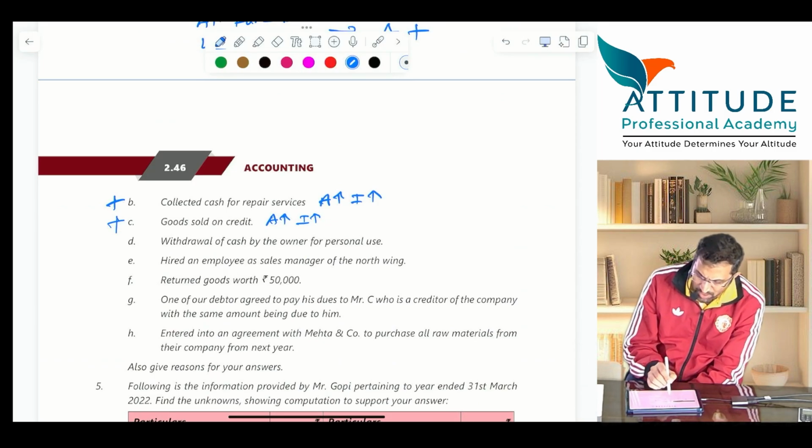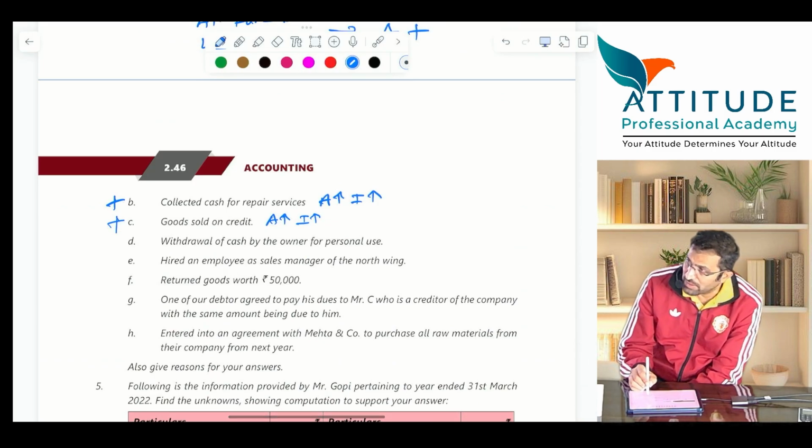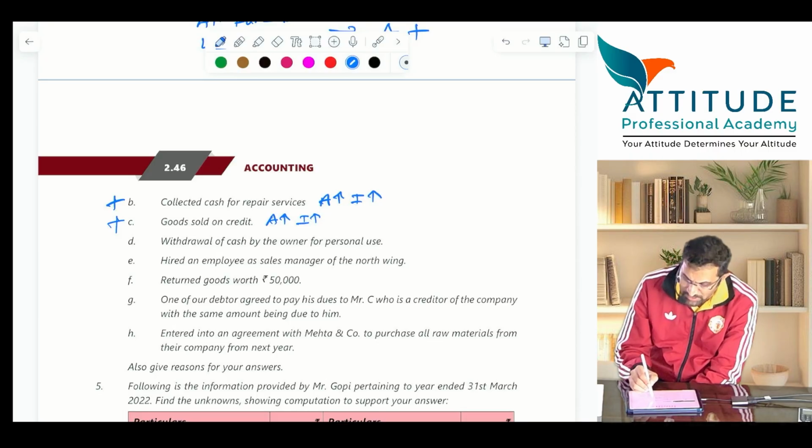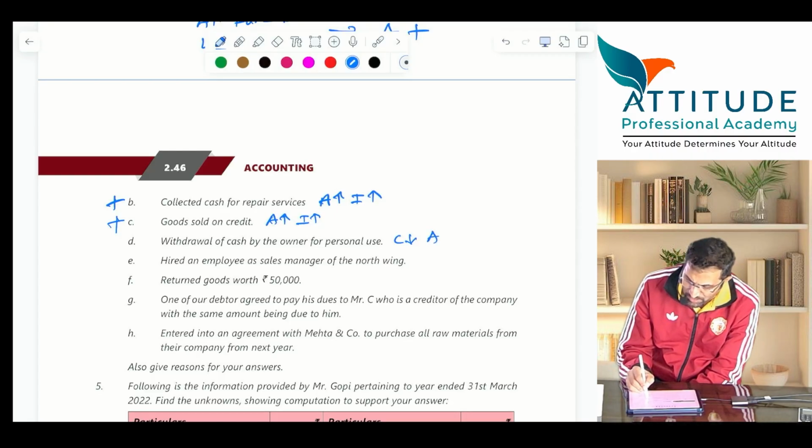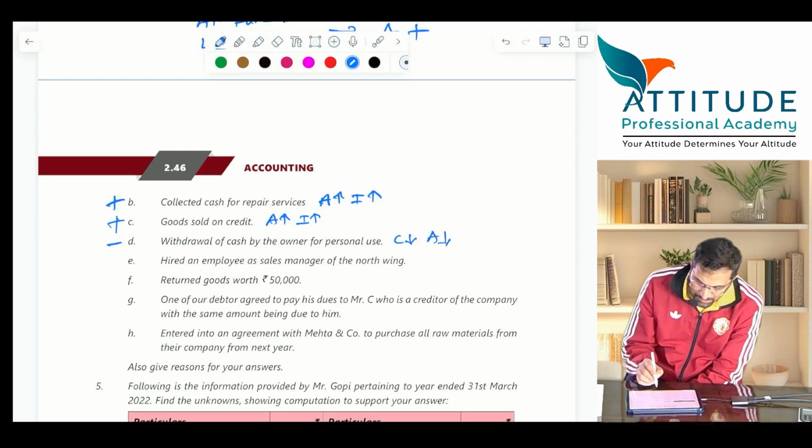Now, withdrawal of cash by owner for personal use. When you withdraw cash for personal use, asset reduces, capital also reduces. Means drawings account debit, capital reduces and asset also reduces. So what will come here? Minus.